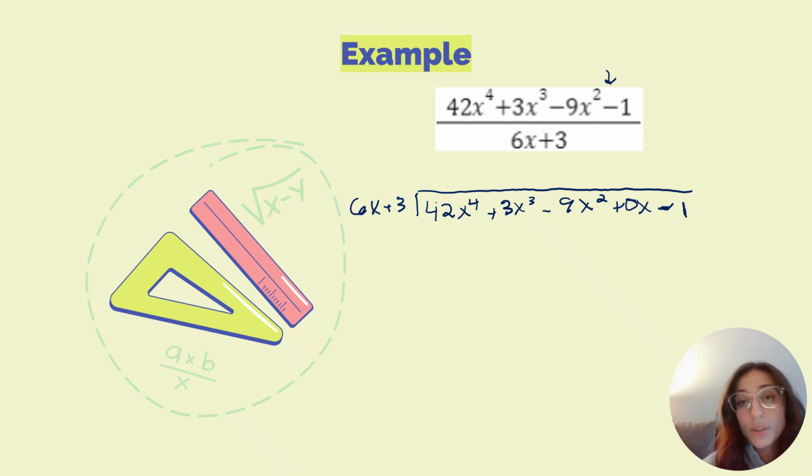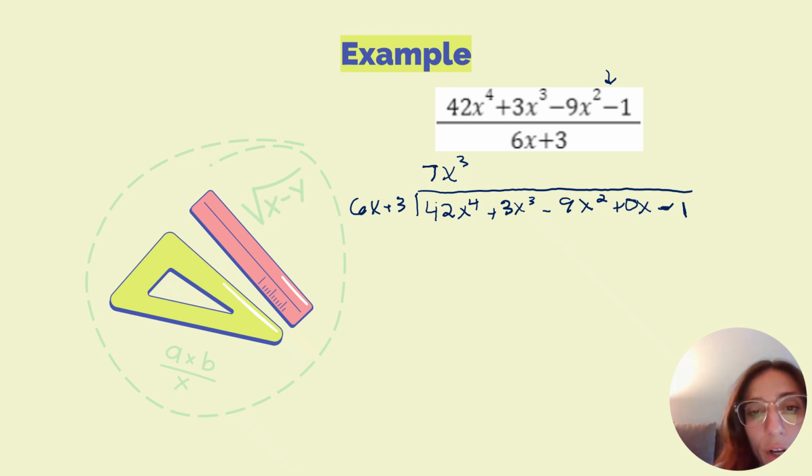All right, once you set it up, it's in standard form, we're ready to go. You're going to ask yourself, okay, 6x times what gives me 42x to the fourth, right? So 6 times what gives me 42? Let's start with that. Well, that's 7. All right, x times what gives me x to the fourth? Well, that's x cubed, right? So 7x cubed is the first term in my quotient.